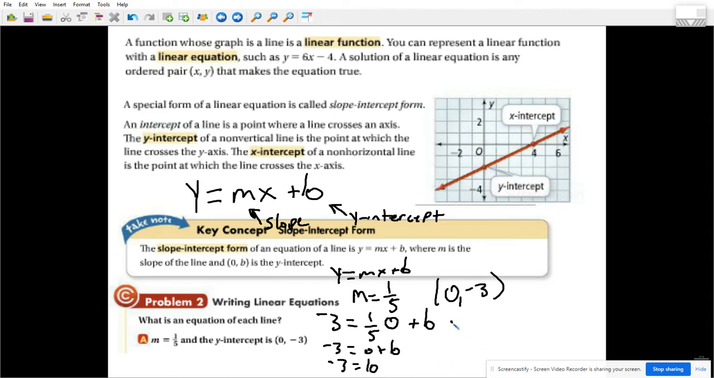So again, how do I write the equation? I write y equals mx plus b. I know m is 1 over 5, so y equals 1 over 5 x, and b is negative 3. So this would be the equation.